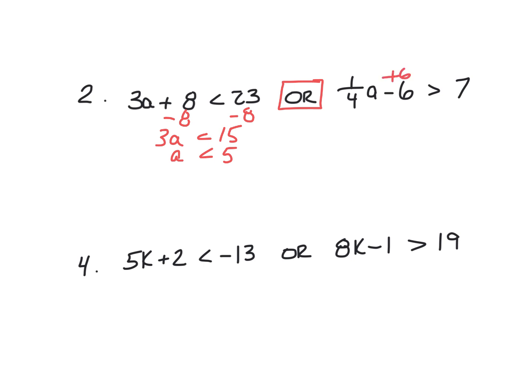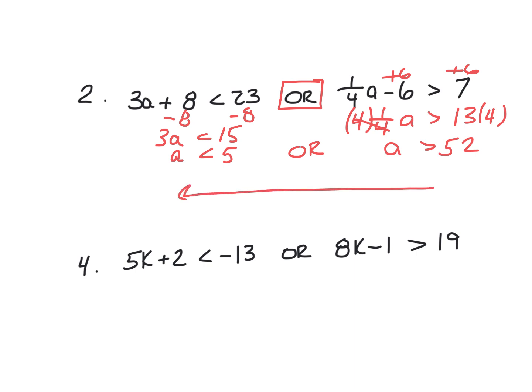Over here I'm going to add 6. I want to get rid of that 1/4, so I'm going to multiply by 4. Those cancel, so I get a to be greater than 52. This is an or statement, which should be a splitter. And I am less than 5, and I am greater than 52. So as I expected, it is a splitter.